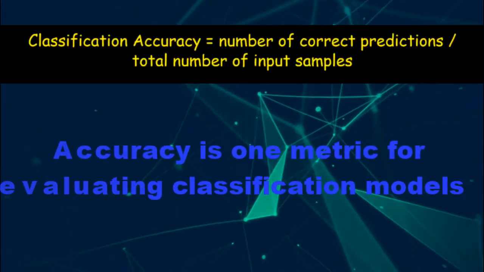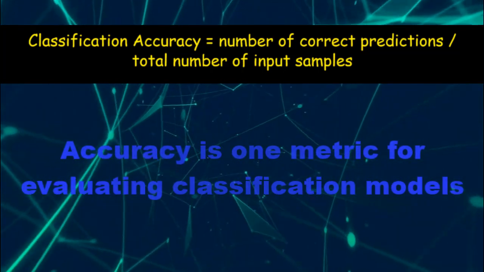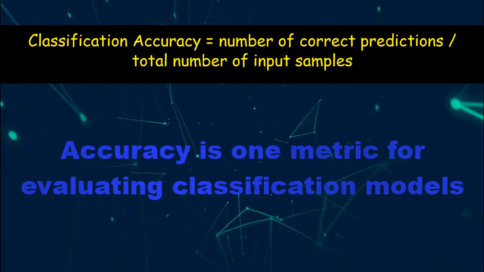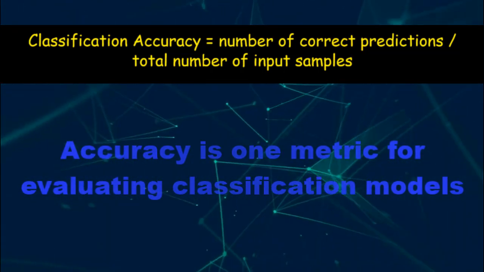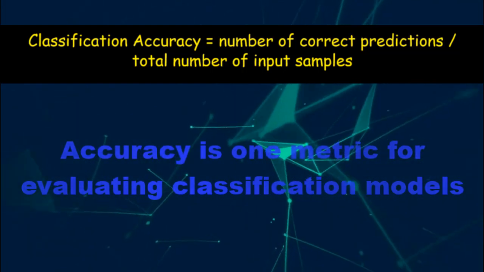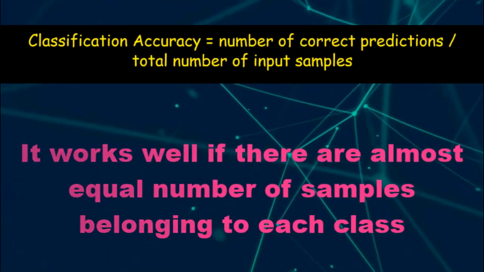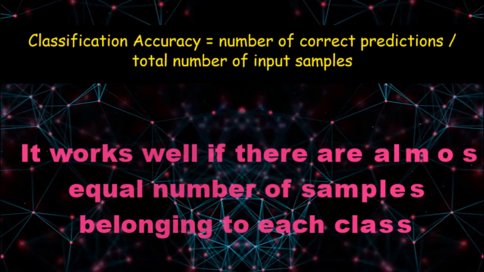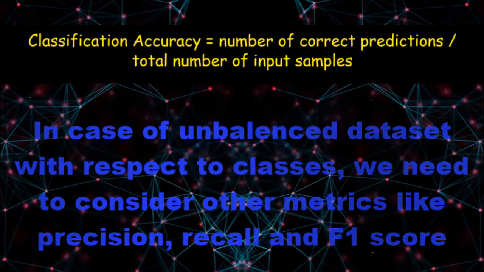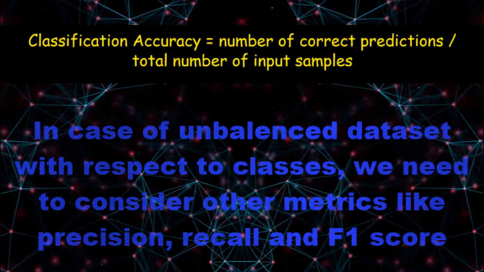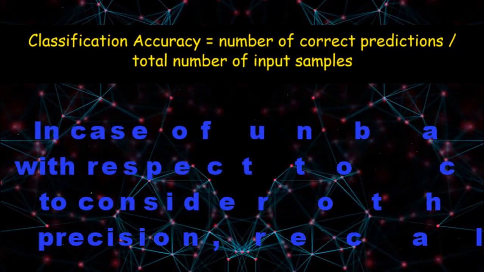Before proceeding to the technical implementation, let's discuss one more important concept called classification accuracy. Accuracy is one metric for evaluating classification models. Classification accuracy is the ratio of number of correct predictions to the total number of input samples. It works well only if there are almost equal number of samples belonging to each class. In case of an unbalanced dataset with respect to the classes, we need to consider other metrics like precision, recall, and F1 score for measuring the performance of the model.